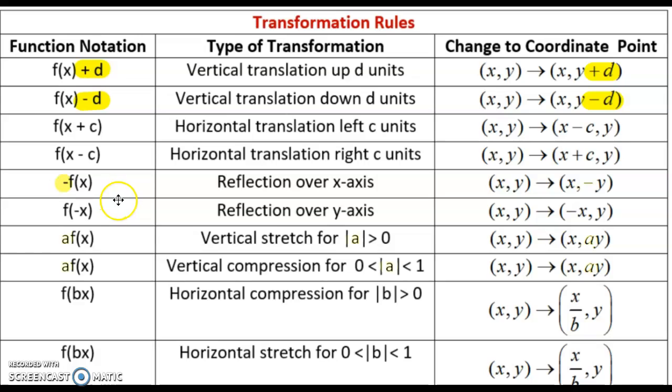If you remember, a negative outside parentheses will cause a vertical reflection or a reflection over the x-axis. And to find it mathematically, again, we just negate all of our y values.